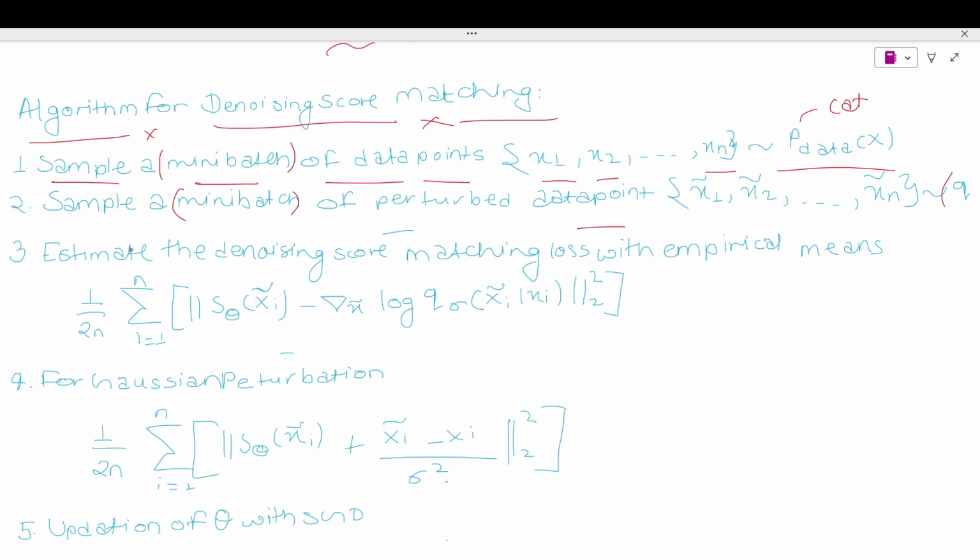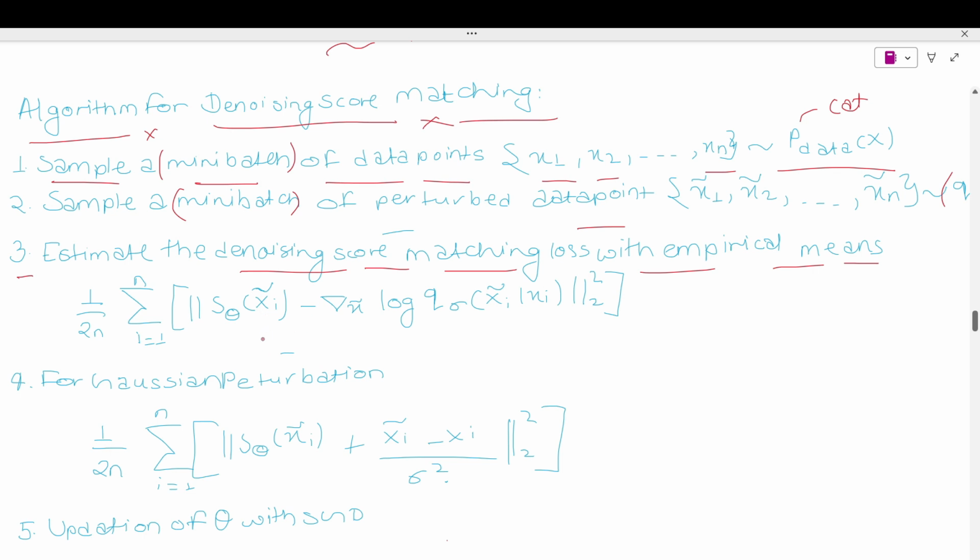And this is how we sample from this: we apply the kernel and sample this x tilde, this quantity here. And in the third step of our algorithm, we estimate the denoising score matching loss with an empirical mean.